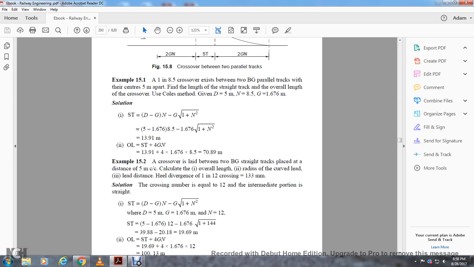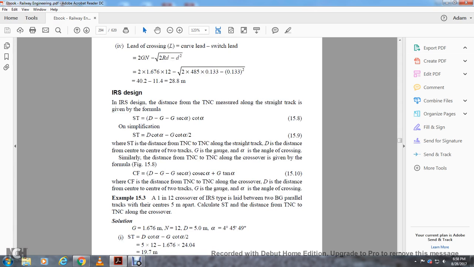Straight track. In the IRS design, the distance between the theoretical noses measured along the straight track is given by the formula: straight track equals d minus g times cosecant A, times cotangent A. With simplification, the straight track is equal to d cotangent A minus g cosec A, divided by 2. This is the straight distance between one theoretical nose and the other along the track, where d is the distance between the centers of the two tracks, g is the gauge, and A is the angle of the crossing. Similarly, the distance between the theoretical noses along the crossover is given by the formula CF equals d minus g times secant A, times cosecant A, plus g cotangent A.